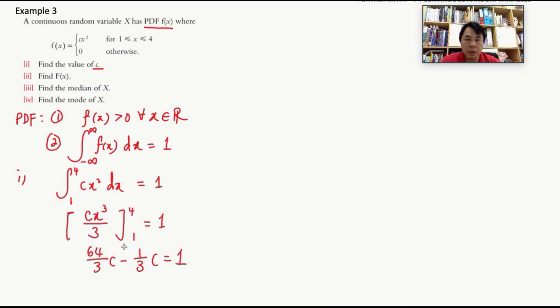Now here we know that that is 63. So sorry, is that 63? Yes, correct. It's 63 over 3 there, which is 21c. Therefore, we can conclude that c must be 1 over 21 here. Now that's the first part. c is equal to 1 over 21. Okay, I hope that's clear.